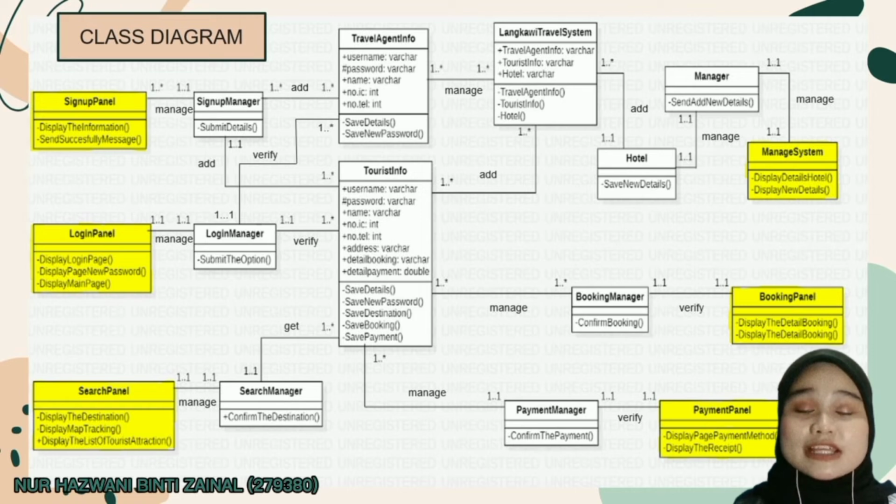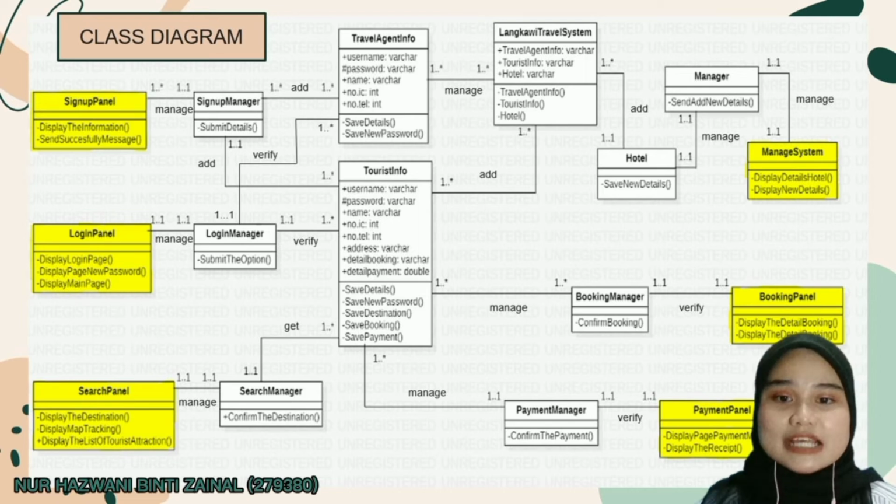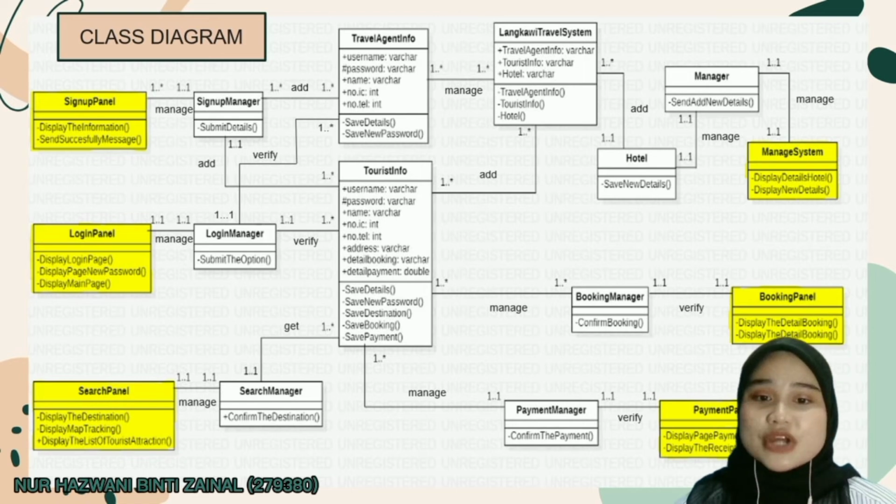There are 2 operations for booking panel class, which are display the detailed booking. Last but not least, there are 2 operations for payment panel class, which are display page payment method and display the receipt. That's all from me. I will pass this presentation to my friend to continue this part.